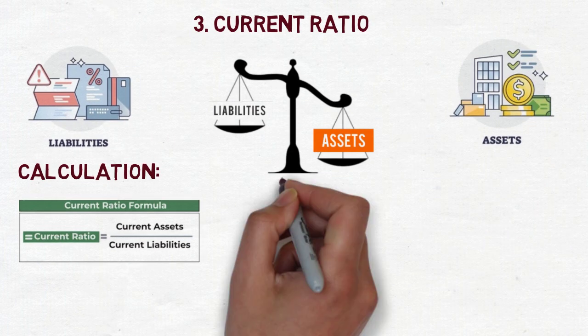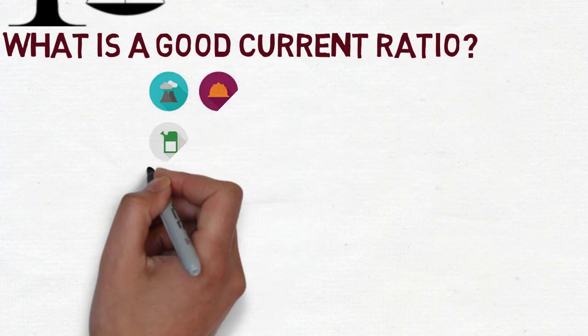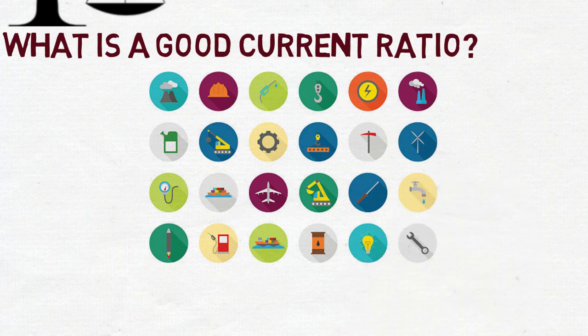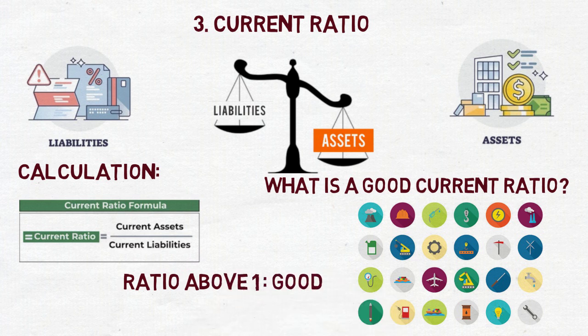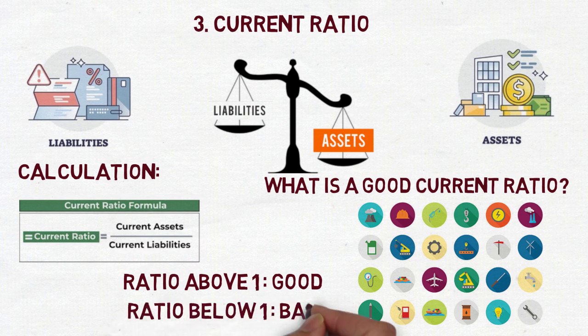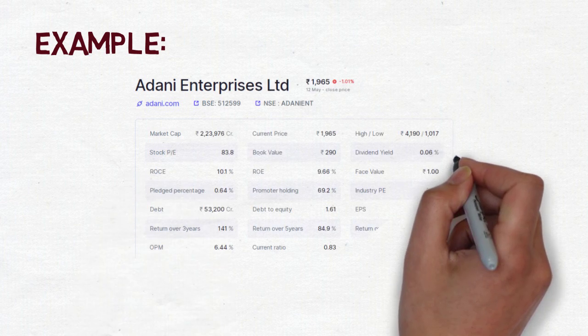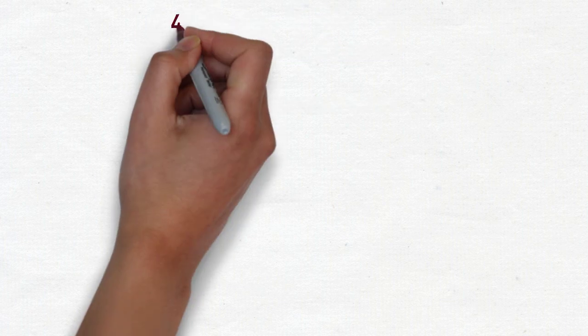So what exactly is a good current ratio? Since industry averages can vary and current ratios can fluctuate, it's difficult to set a benchmark for what a good current ratio is. However, a ratio above 1 indicates that the company has more current assets than current liabilities, whereas a ratio below 1 indicates that the company has more current liabilities than current assets. For example, here we can see that the current ratio of Adani Enterprises is 0.83, which is not a good sign.